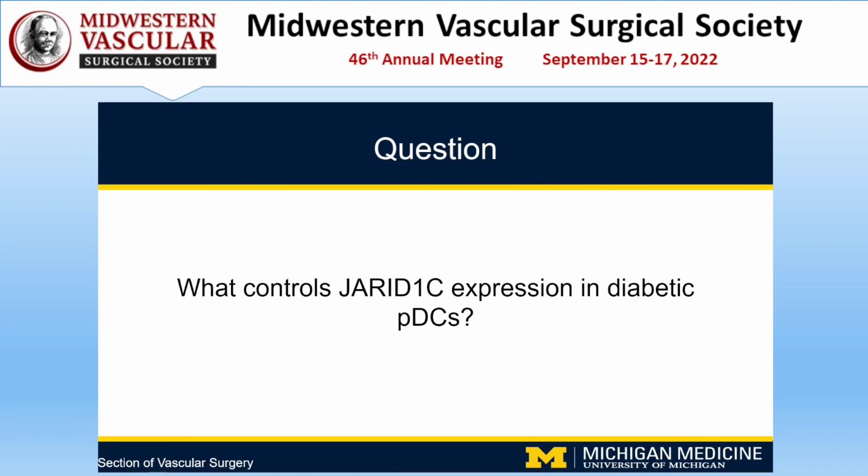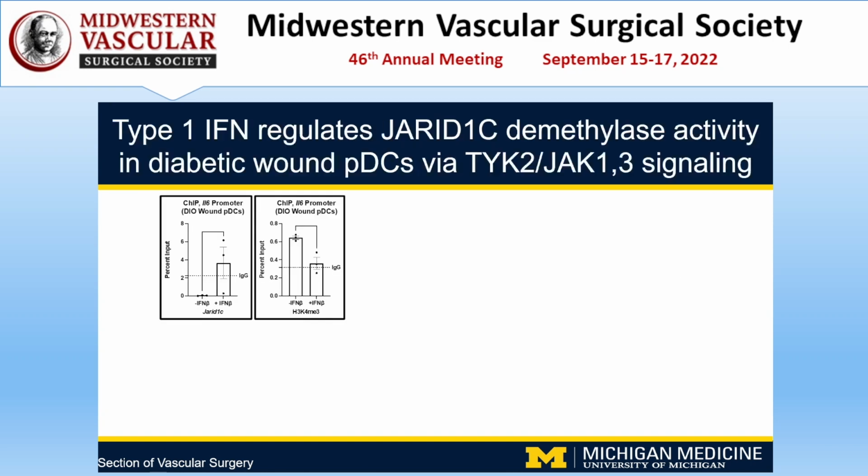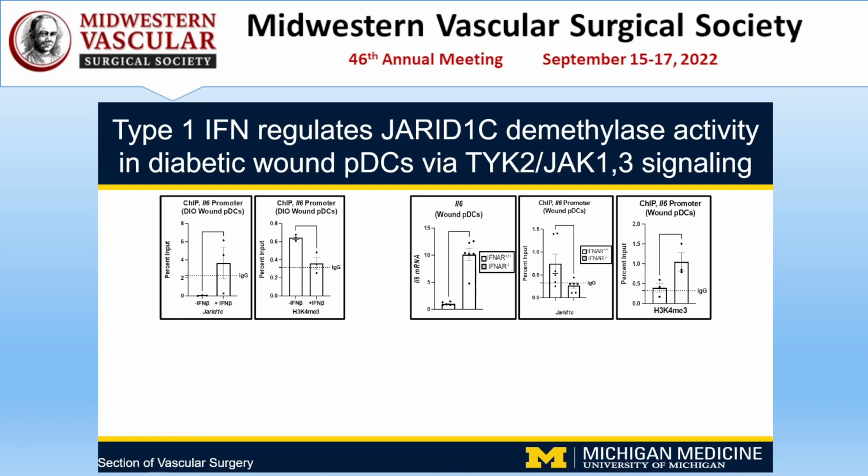So finally, we wanted to ask what controls JARID1C expression in diabetic PDCs. Well, what we postulated was that it was due to type 1 interferons. And so when we took these PDCs and treated with interferon beta, what we realized was that we had an increase in JARID1C and a decrease in the K4 mark at the chromatin level in the diabetic state. Similarly, mice that lacked the interferon receptor essentially exhibited the same things that we saw in the diabetic state, where you have increased IL-6, decreased JARID1C, and increased K4 mark.